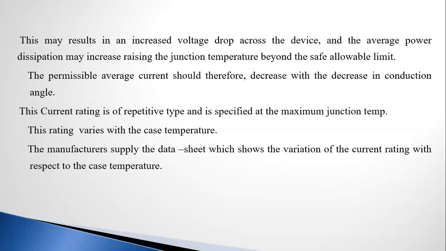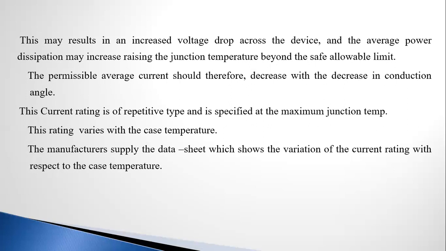So this may result in an increase in the voltage drop across the device, and the average power dissipation may increase, raising the junction temperature beyond the safe limit. And therefore, the permissible average current should decrease with the decrease in the conduction angle. And this current rating is of repetitive type and is specified at the maximum junction temperature.